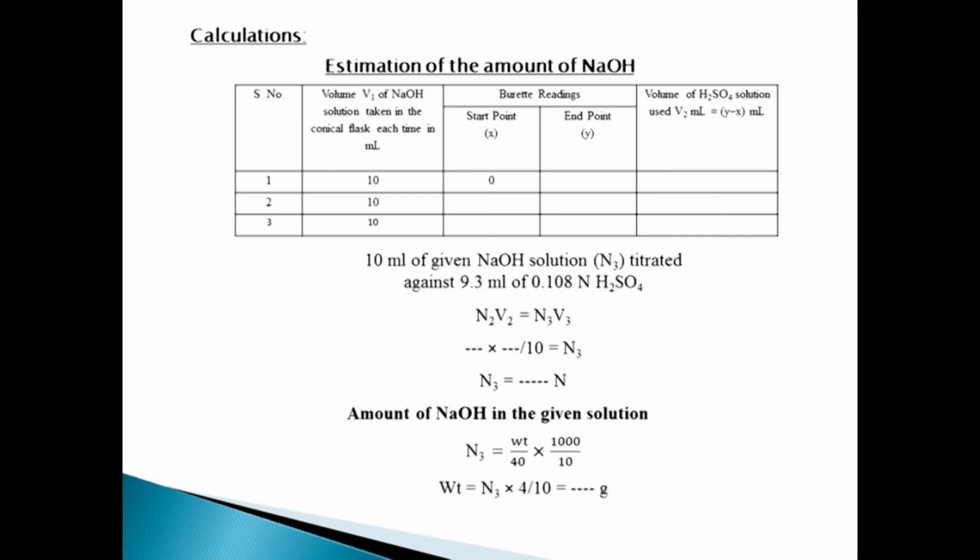After getting the normality of sodium hydroxide, we need to calculate the amount of sodium hydroxide in the given solution by using the normality formula, that is N3 equals weight by gram equivalent weight into 1000 by V. Here V is 10 ml that we have taken. The gram equivalent weight of sodium hydroxide is 40, and the normality of sodium hydroxide we can get from the titration. From this we can get the amount of sodium hydroxide in the given solution, in grams.